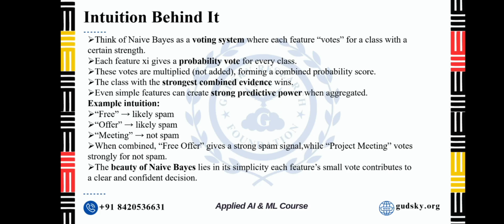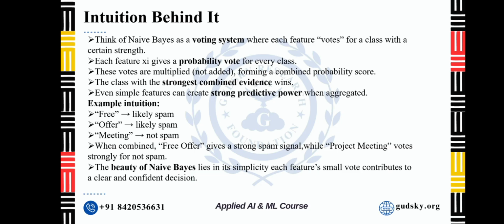Now let's build an intuition for how naive Bayes thinks. You can imagine naive Bayes as a voting system. Every feature or word is a probabilistic vote for a particular class. For example, in spam detection, the word free votes strongly for spam, the word offer also votes for spam, the word meeting votes for not spam. Each of these words isn't just a yes or no, it's weighted by probability. Then naive Bayes multiplies all those words together, and the class that ends up with the strongest combined probability wins.